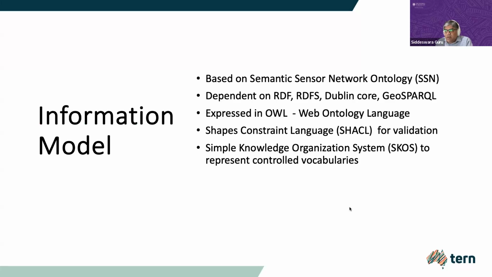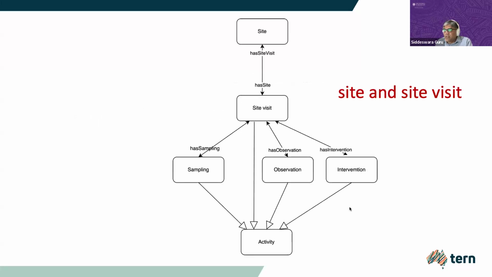Okay, so as I said, the information model we build is generally based on the Semantic Sensor Network ontology. We use a lot of RDF, and then we validate that using the SHACL shapes constraint language. All the vocabularies we have built are based on this, so the complete information model is semantic web enabled. So just to step back, how do we model?